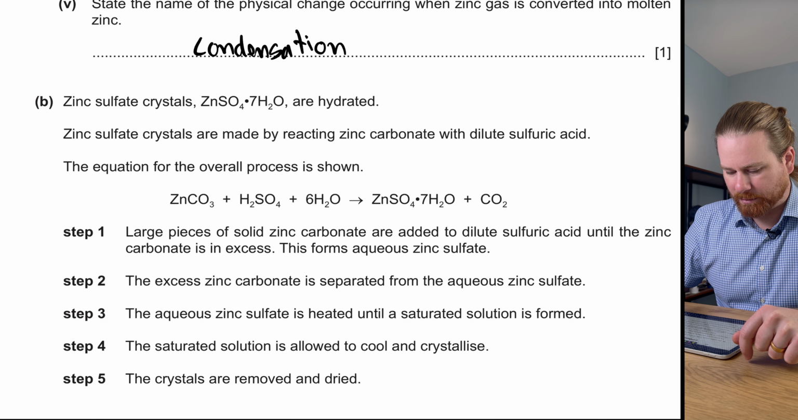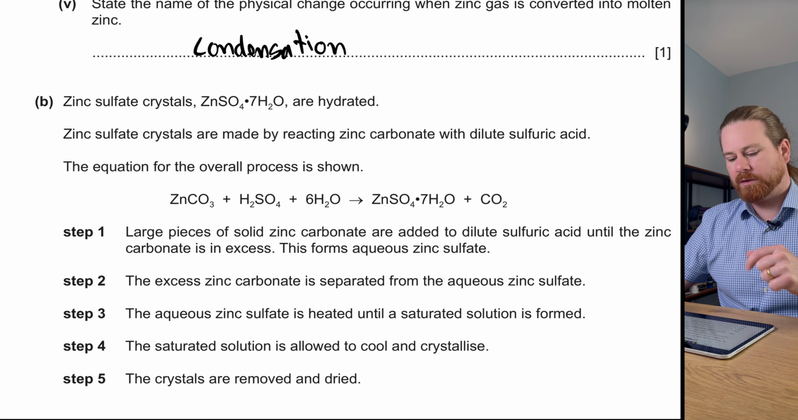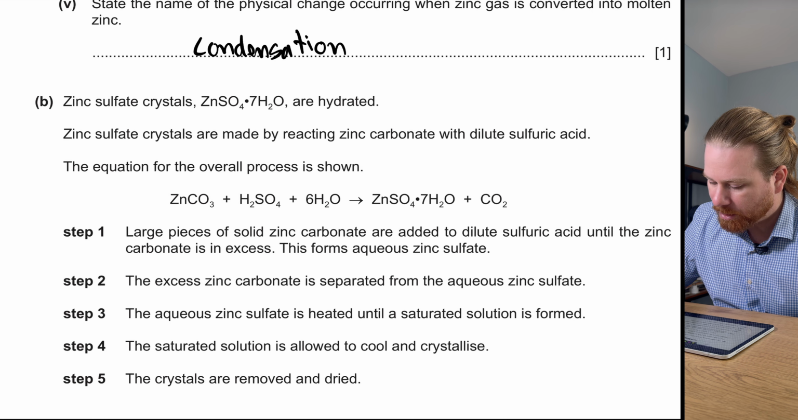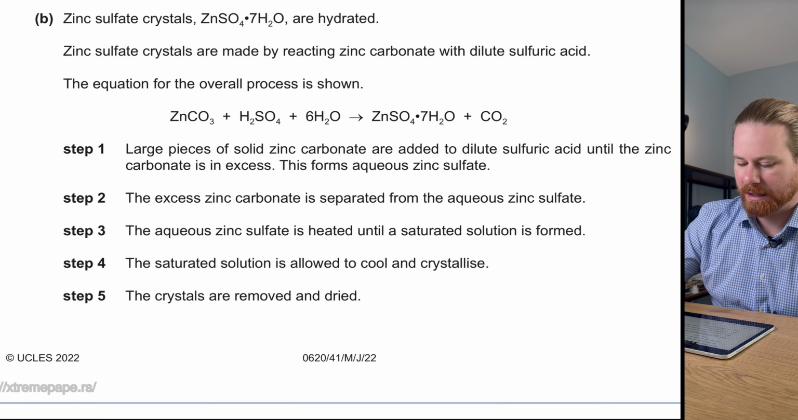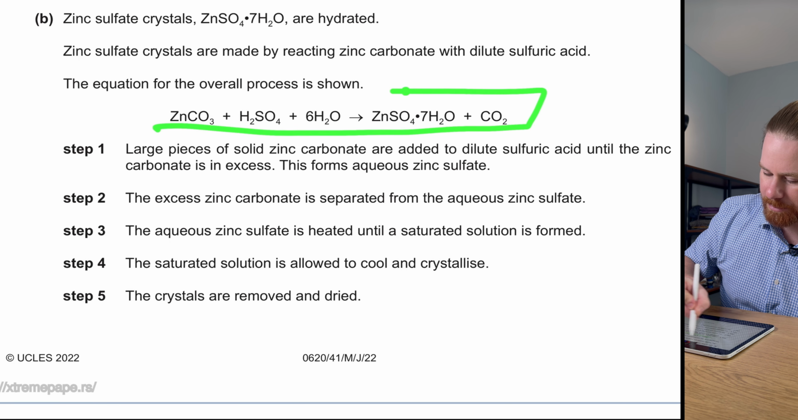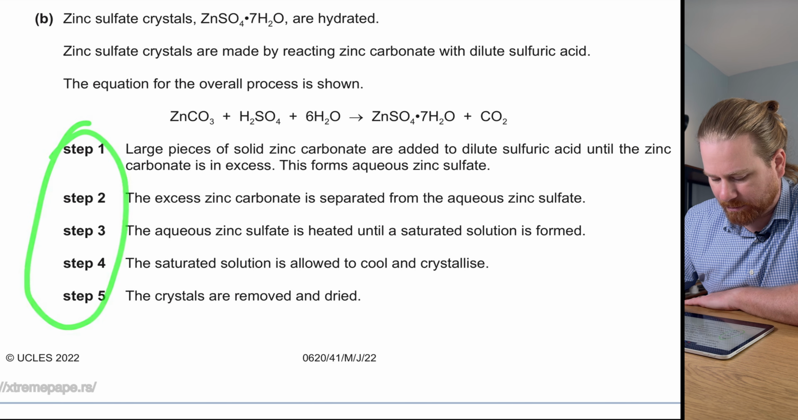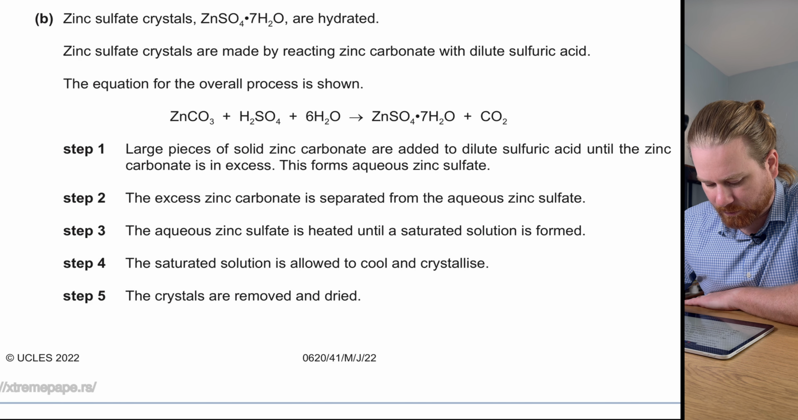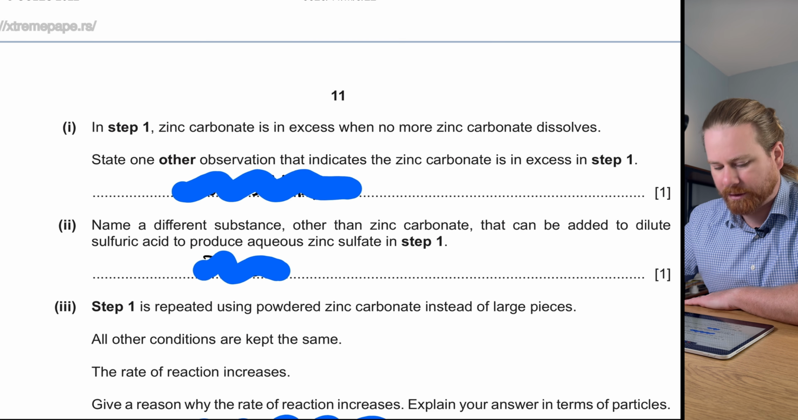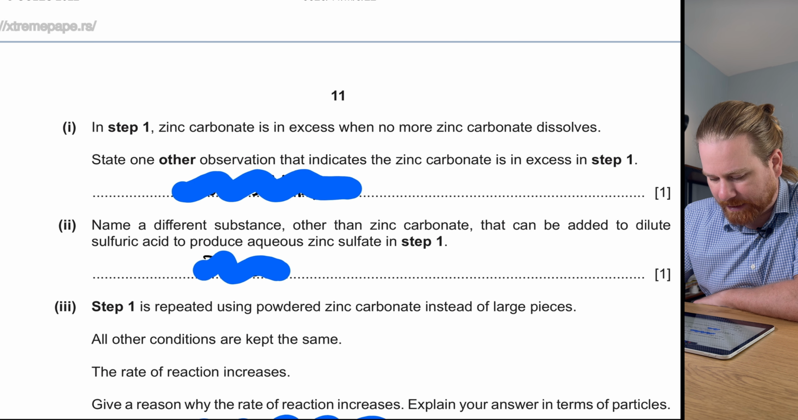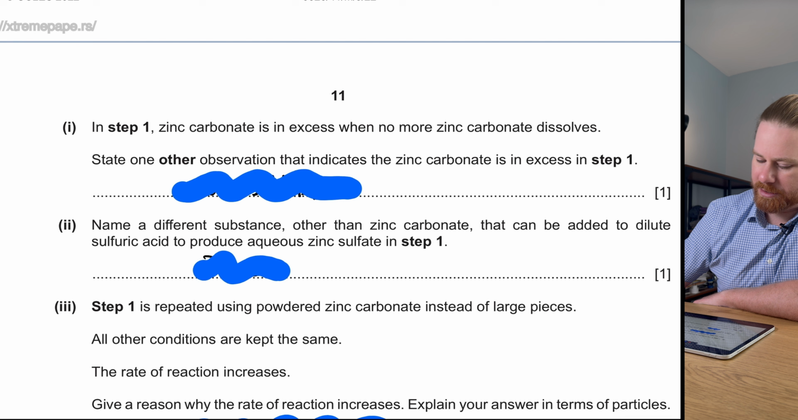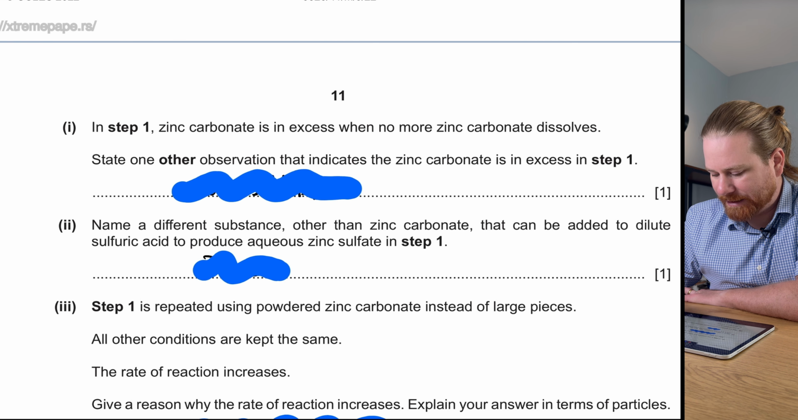All right, we've now got some hydrated zinc sulfate. The zinc sulfate crystals are made by reacting zinc carbonate with dilute sulfuric acid. And here is our equation, and we have our method over here as well. Very good. So let's look at the questions. In step 1, zinc carbonate is in excess when no more zinc carbonate dissolves. State one other observation to indicate zinc carbonate is in excess.